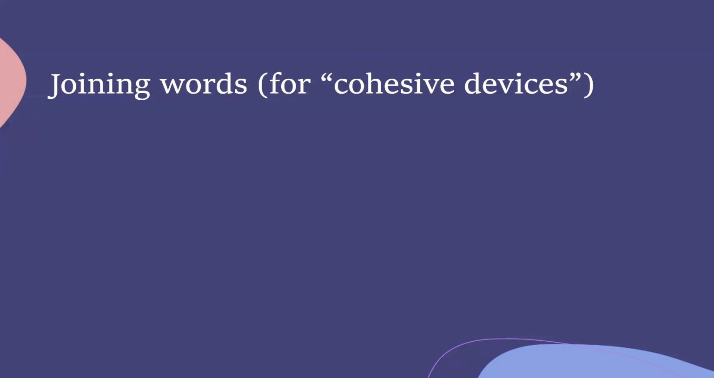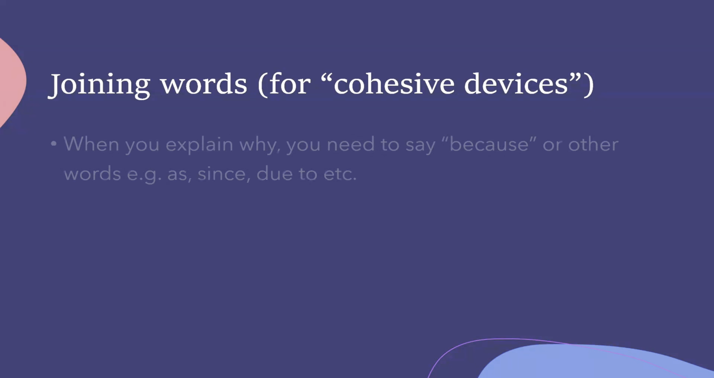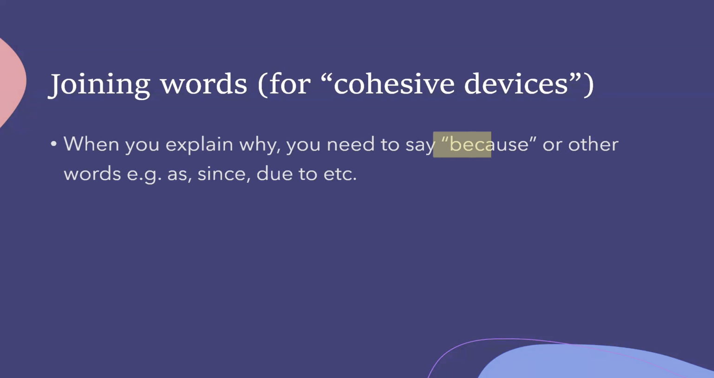Let's move on to joining sentences. Coherence and cohesion criteria of the descriptors, where they talk about cohesive devices. Now, cohesive devices can be several things, but one of them is the joining words that you use to put 2 sentences together or 2 clauses together to make a longer, more complex sentence. For example, when you give explanations, you often use the word because. That's a joining word.